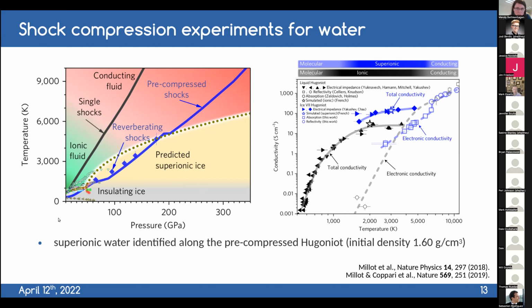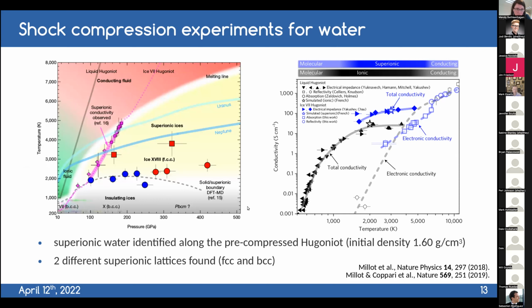So they used the uncompressed Hugoniot here in gray, and then a Hugoniot which was slightly compressed with an initial density of 1.6 grams per cubic centimeter. And there you can see nicely that they actually reach here the superionic region. And here you see exactly the melting plateau, and then they go out of this phase again. And here on the right-hand side, you can quickly see that the total conductivity of this Hugoniot here in blue is much higher than the conductivity of an uncompressed Hugoniot in black. So this is a nice proof that we can actually reach the superionic phase with these kind of experiments.